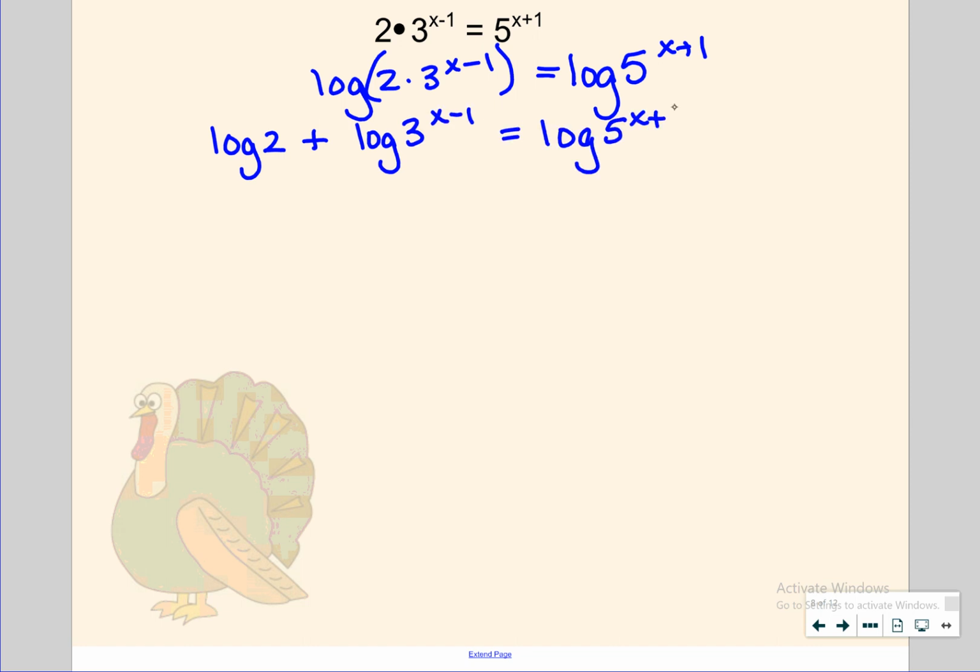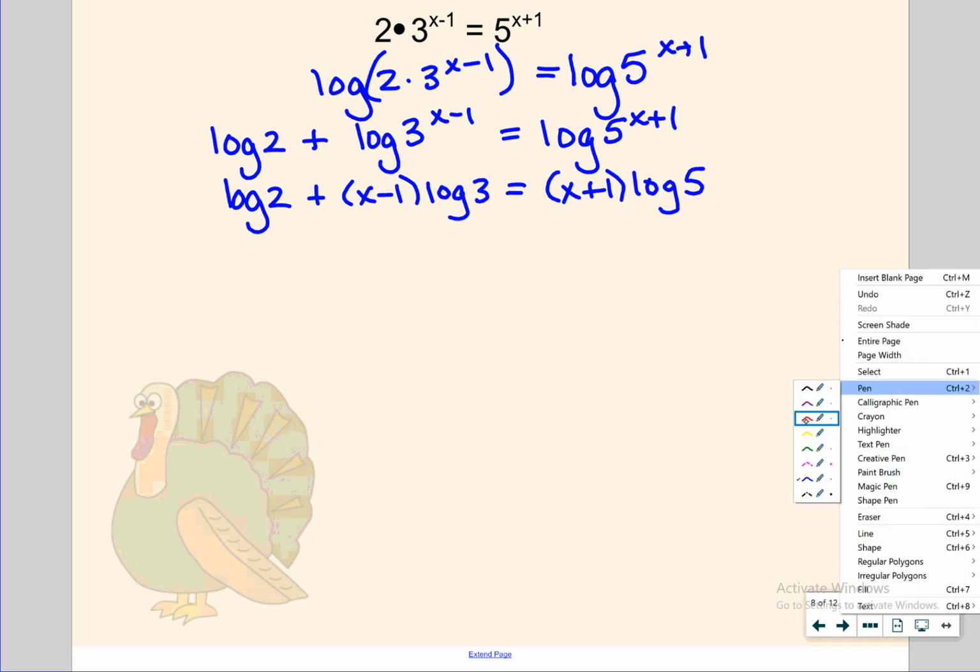So this is like worst case scenario if I can't get that base alone. Now I can take both of my exponents and move them down. So log 2 plus x minus 1 times log 3 equals x plus 1 times log 5. So this is really just a linear equation. Now it looks kind of messy with all the logs, but all the logs have numbers next to them, which means they are numbers. So now you can pick any of these logs to divide by.